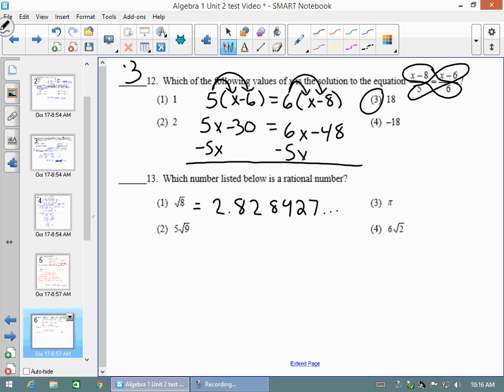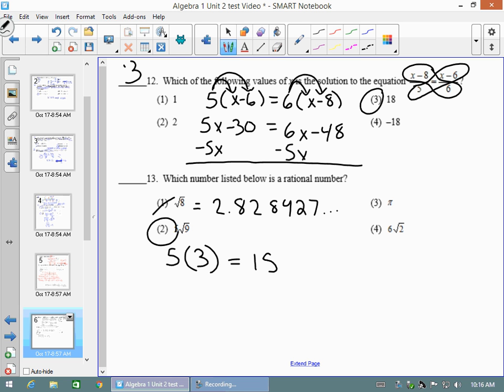If we look at our second option, we had 5 times the square root of 9. So you can type that right into your calculator. Or you know that the square root of 9 is actually 3. So when you do the square root of 9, which is 3, times 5, you're going to get an answer of 15, which is actually a rational number. So that is your answer, choice 2. But let's look at our other options.